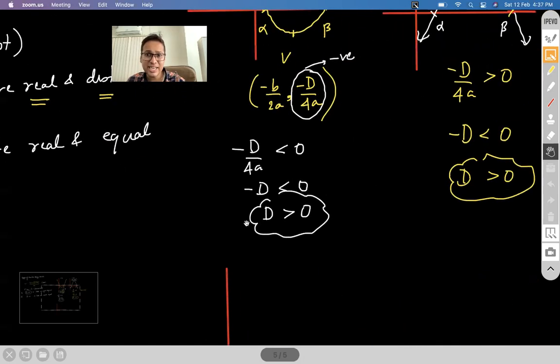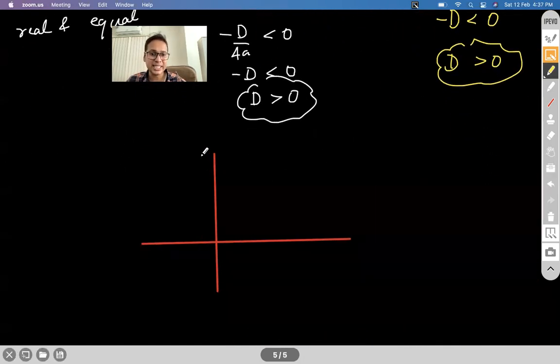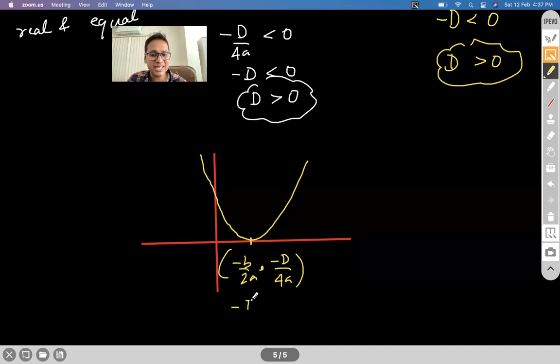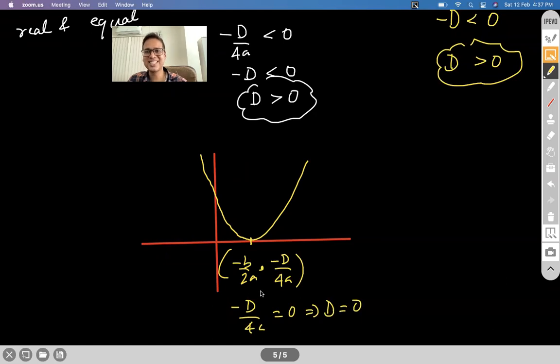Now, when you talk about real and equal roots, your discriminant should be equal to 0. Does the graph justify it? Yes, it does. Why? See, if you want your equation to have real and equal roots, your vertex should just touch the x-axis. So if your vertex just touches the x-axis, please note, your minus d by 4a should be 0, which means d should be 0. Correct? And from here, we can actually know what your roots are also, because this point is your minus b by 2a.